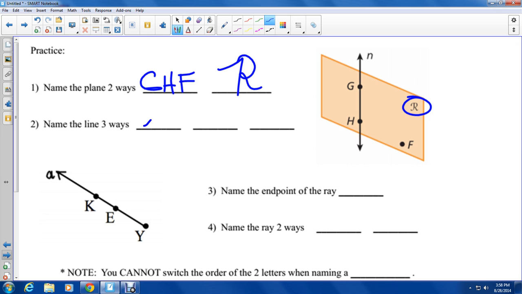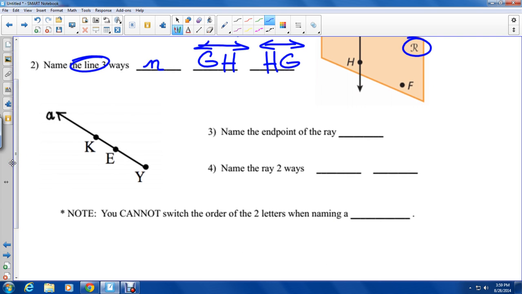Hopefully you caught that there's a tiny lowercase script N right there, so that's one way. The other way is a G and an H, and an H and a G. Put your arrows above them to signify it's a line after all. That's what the directions say. And yeah, when you have one, you always have the other for a line or a segment. And you get 3 ways right there. Name our line 2 ways.